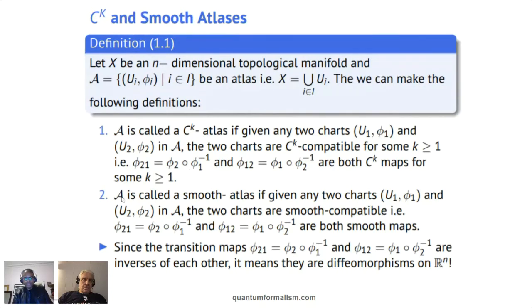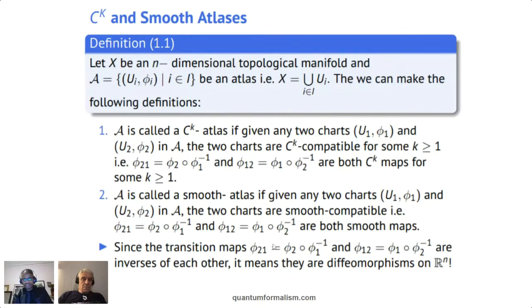Likewise, similarly, given any two charts, if the chart transition maps are smooth compatible, meaning that these maps are both smooth maps. You know what a smooth map is? The definition of this, I think we also did that. Smooth maps from Rn to Rn. That's what we did, because remember, these guys are from Rn to Rn. We'll have a definition of smoothness directly for manifolds in the next session. But the smoothness that we are talking about here is from part of Rn to Rn. So it's not the abstract notion, which we will do in the next session.